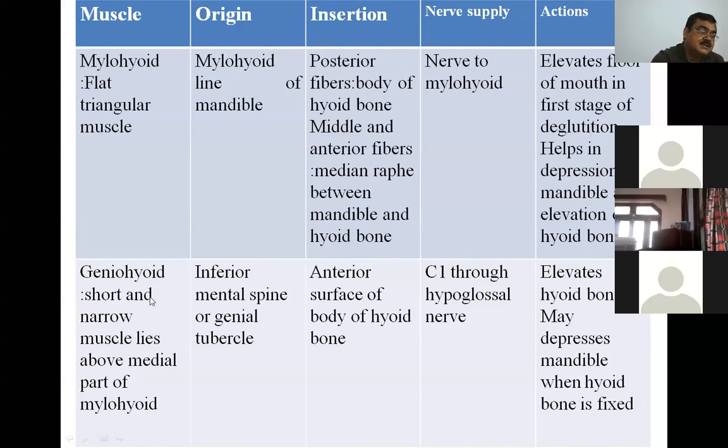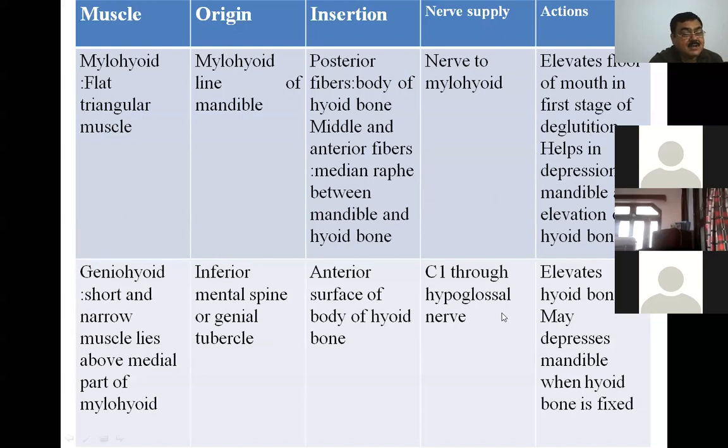And the next muscle is geniohyoid. Geniohyoid takes origin from the genial tubercle. There are two genial tubercles, superior and inferior. The superior genial tubercle gives origin to the genioglossus, and the inferior genial tubercle gives origin to the geniohyoid. So geniohyoid muscle takes origin from the inferior genial tubercle and is inserted on the anterior surface of the body of the hyoid. Nerve supply is through the hypoglossal nerve.